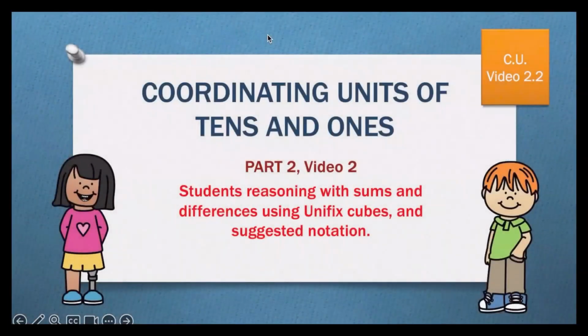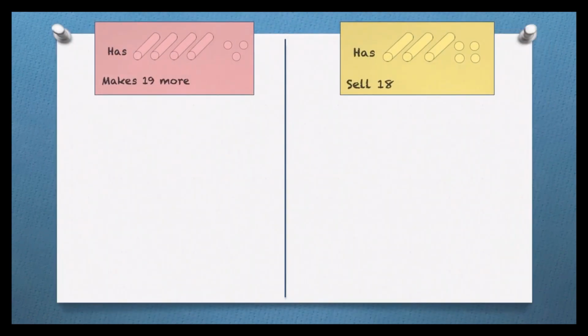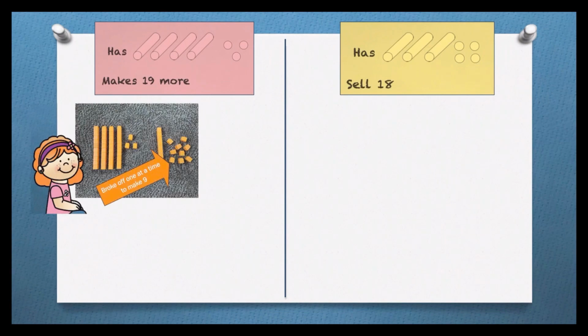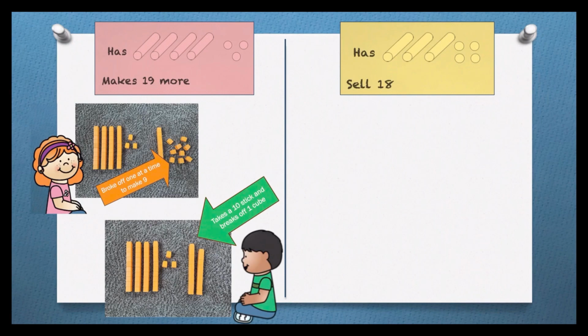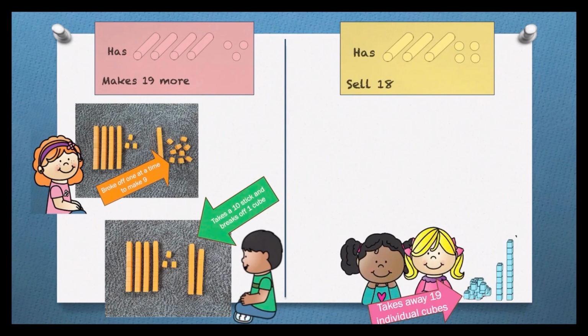In segment 2, we continue our discussion of the activity reasoning using Unifix cubes. In video segment 1, we gave one example of a makes more task and one example of a sells some task. And we indicated that the ways children use the Unifix cubes to act out the stories and figure out how many candies there are now differ substantially. Further, we showed how these differences reveal the wide range of conceptual understandings of tens and ones children have within any class at any given time.